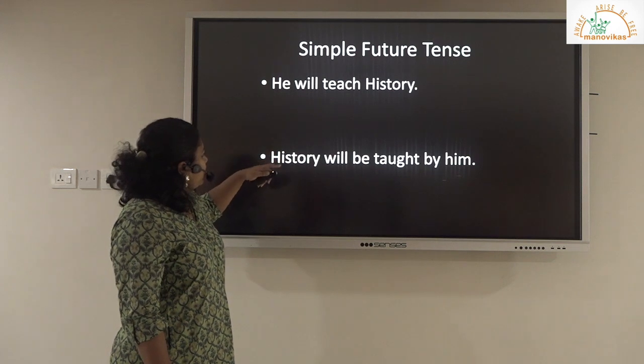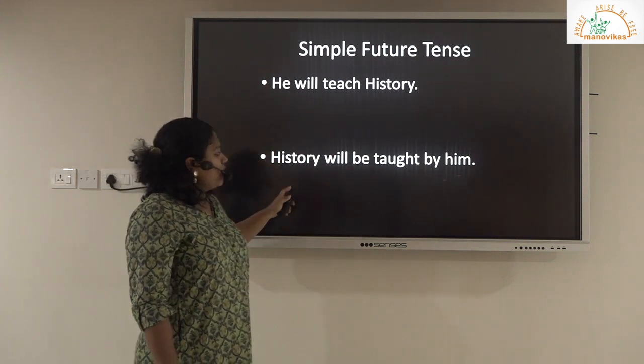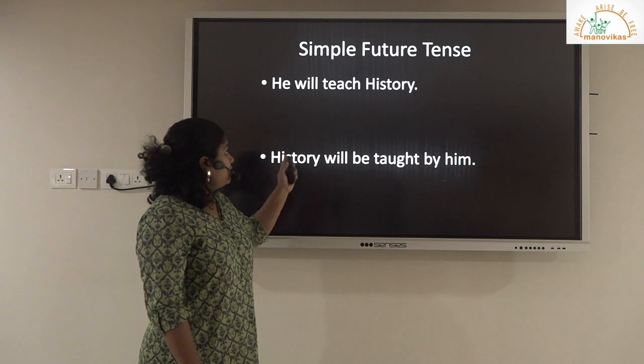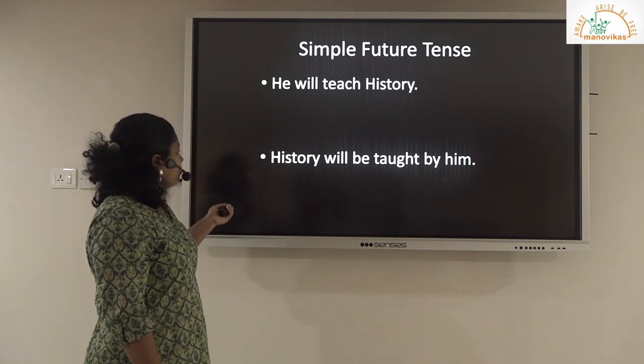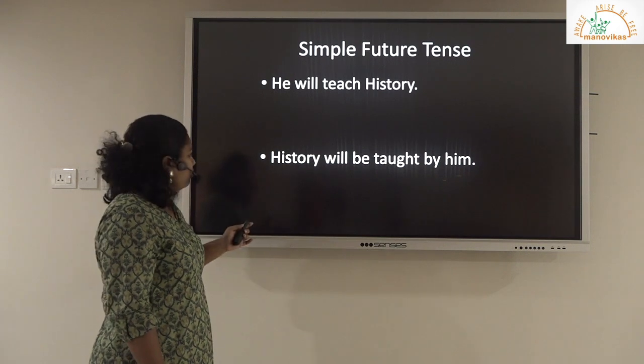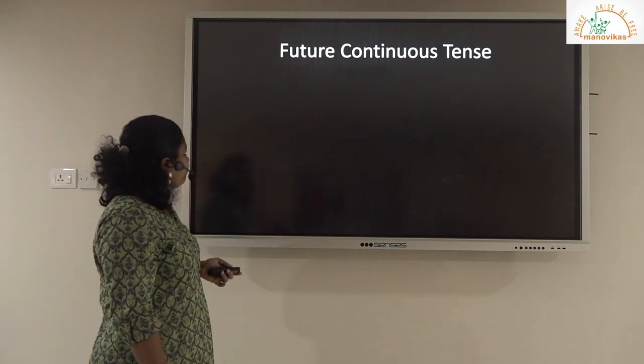He will teach history. History will be taught by him. This is simple future tense which changes to passive. How do you change it to passive form?